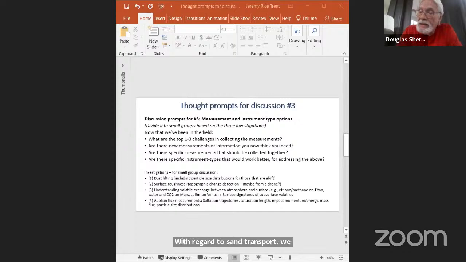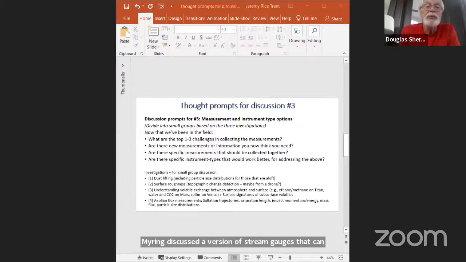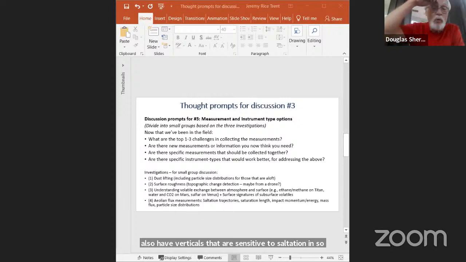We think that it should be reasonably expected that we can develop strain gauges that are appropriate for the measurement of surface or near-surface shear stresses. These can be deployed at a number of elevations. And although I don't really understand all the technology behind it, Myring discussed a version of strain gauges that can also have verticals that are sensitive to saltation impacts. And so when I'm done with this overview, if there are more questions about that potential, I'm going to direct them to him.